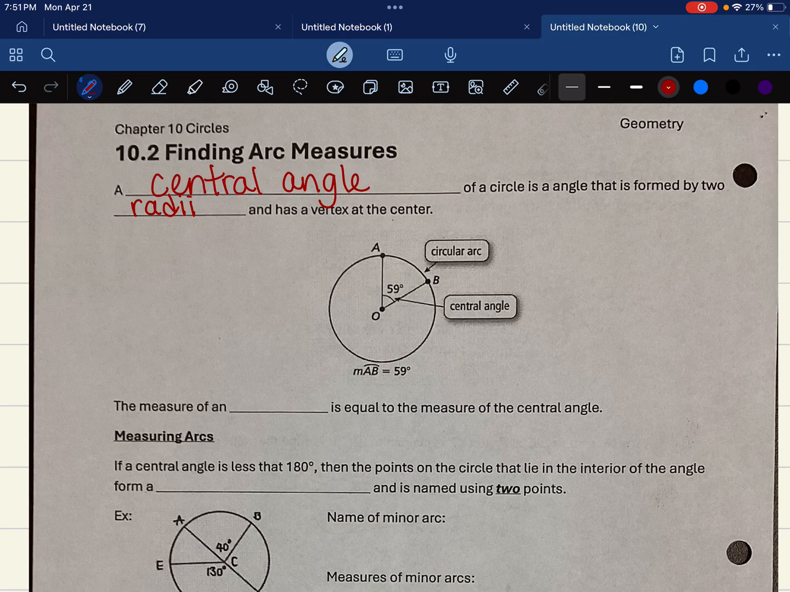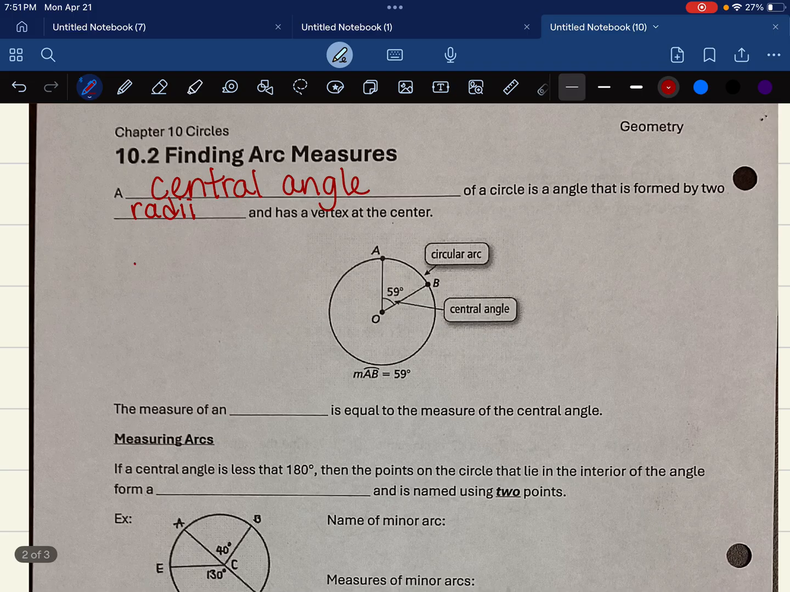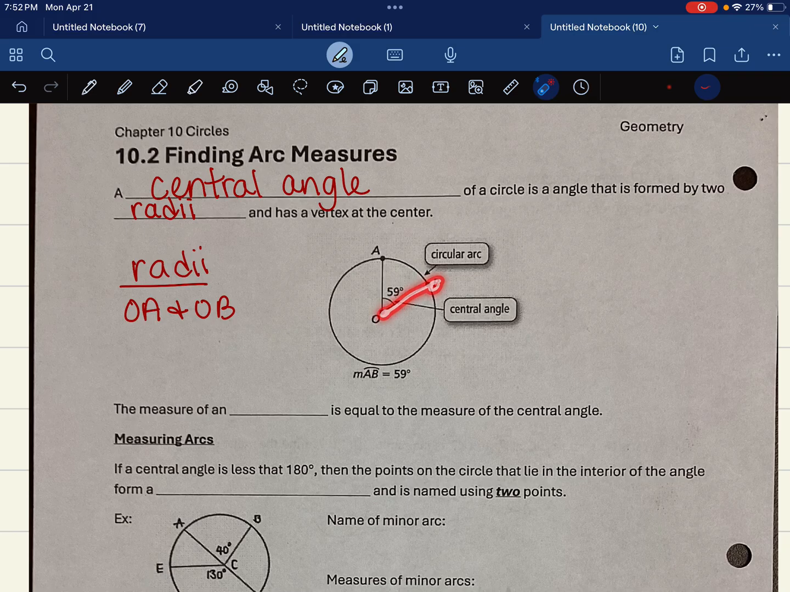So when we look at our diagram below, our example here, our two radii we could call, first would be OA, and then also OB, right? So from the center to the circle, OA, from the center to the circle, OB. So the circular arc is the arc on the outside of the circle. We're used to finding angles, this central angle inside here. The circular arc is on the outside, okay?